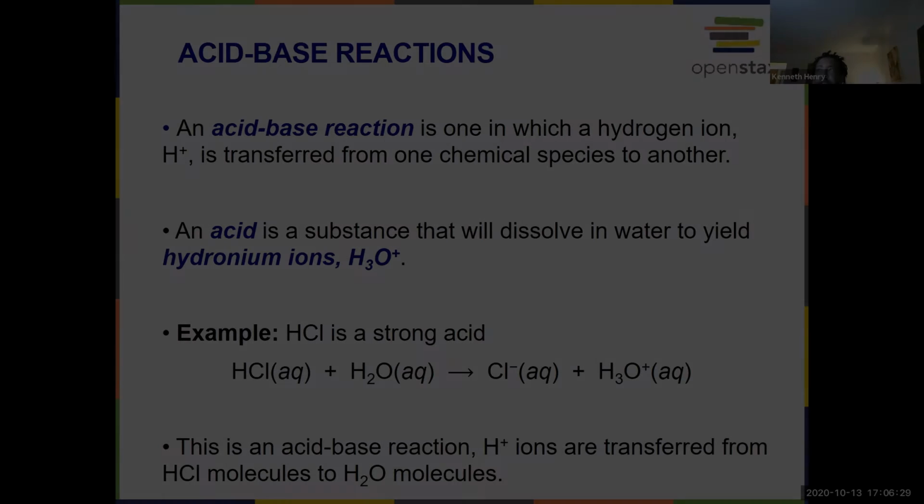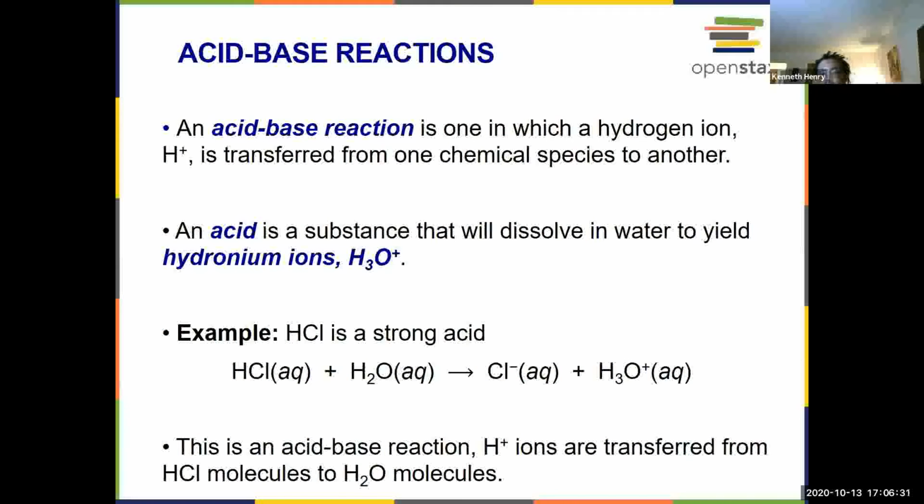Okay, so our next reaction that we're going to be talking about is the acid-base reaction. In the case of the acid-base reaction, we have to first define what an acid is. An acid is basically a substance that, when it's dissolved in water, is going to give us the H plus or the H3O plus, which is the hydronium ion.